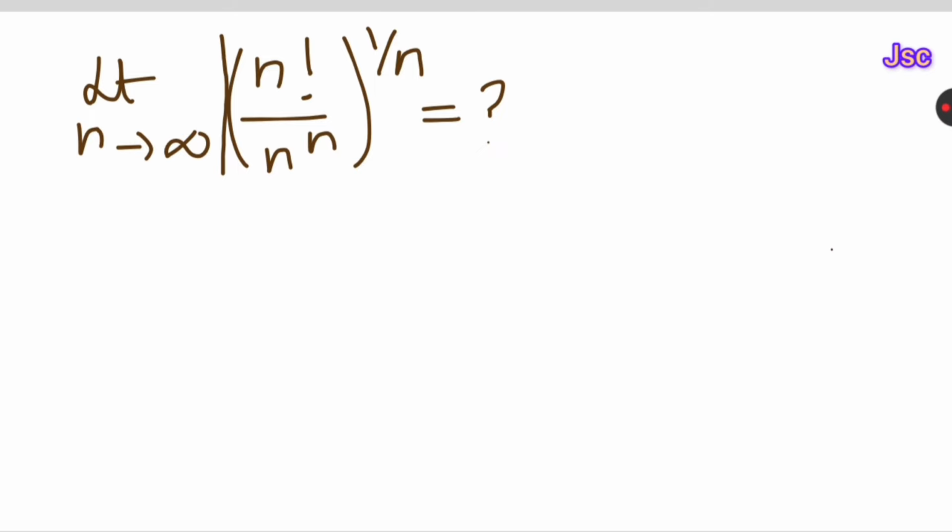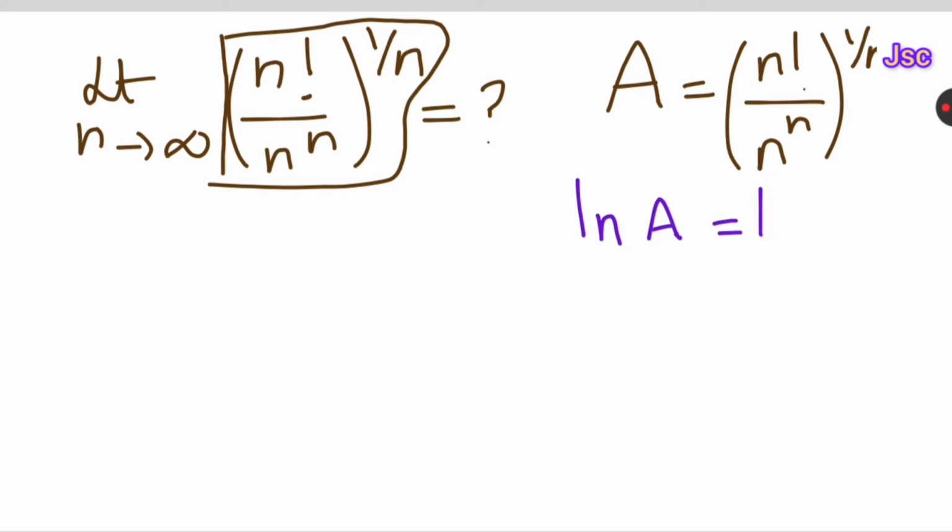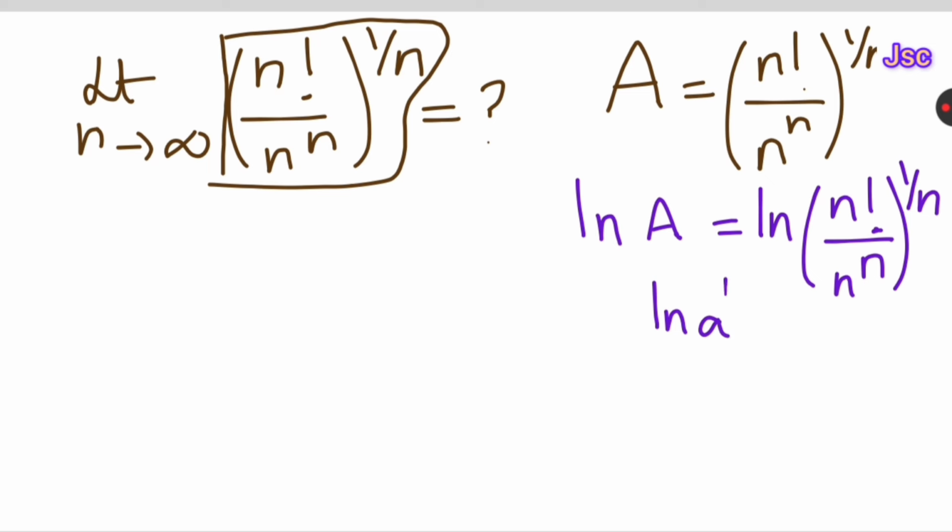First, let us consider this term as some variable a. Let's take a equal to (n factorial over n raised to the power of n) whole raised to the power of 1 over n. In the exponent we have an n term, so better you take the log on both sides. Let's take natural log on both sides. Log a equals log of (n factorial over n raised to the power of n) whole raised to the power of 1 over n. Now it is in the form of ln of a raised to the power of m. We can write this as m times ln a.